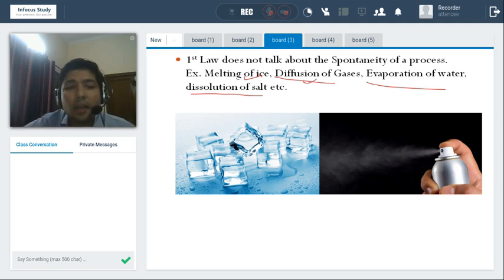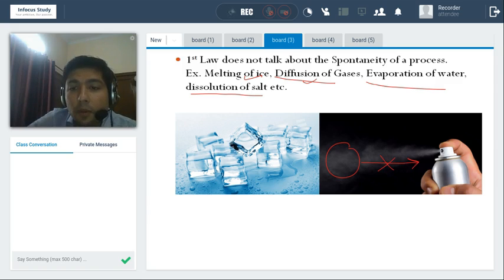Can a gas which has diffused come back on its own to some point? No. The spray coming out can come back only if external force is applied. It cannot go back into the perfume bottle on its own. This is spontaneity. Spontaneity means happening on its own. So the reverse thing cannot happen on its own. Again, the first law fails to explain this to us.